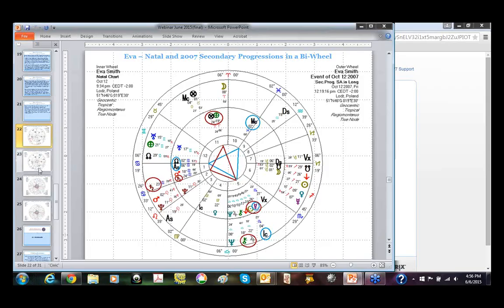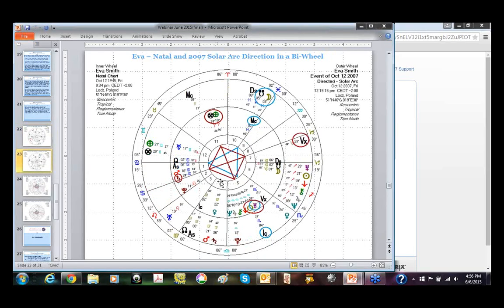Okay, now let's look at the progressions. The solar arc. I'm sorry, yes, the solar arc directions. Here, what we see is her solar arc vertex is at that missing point. I'm not sure people know what the vertex is.